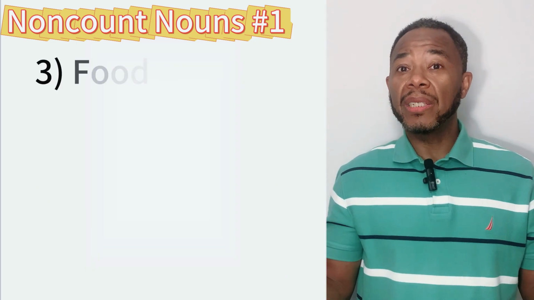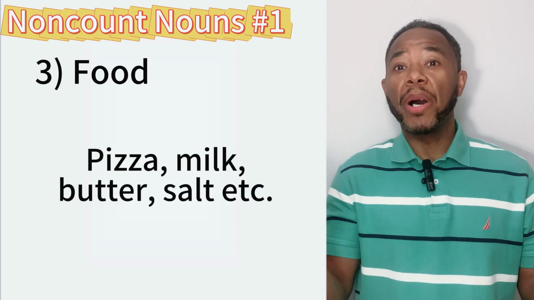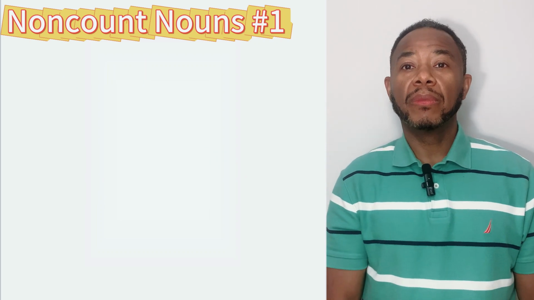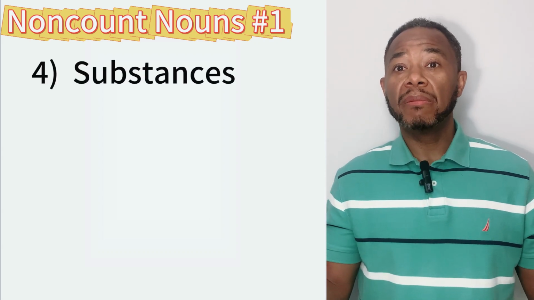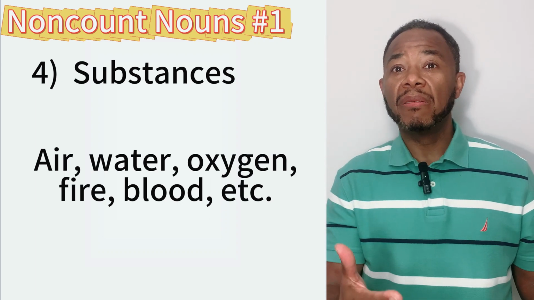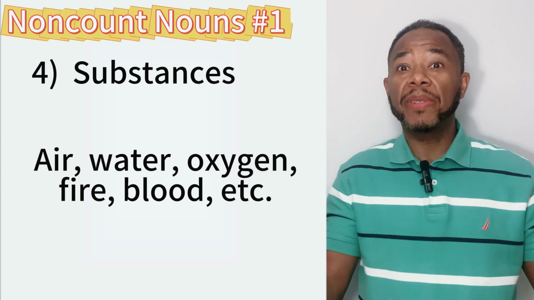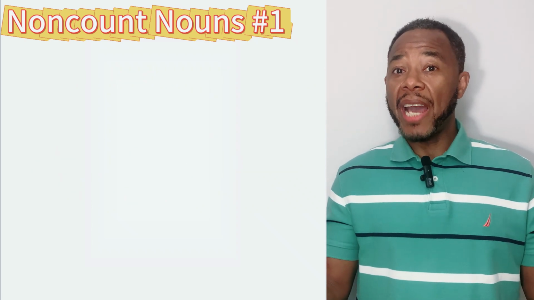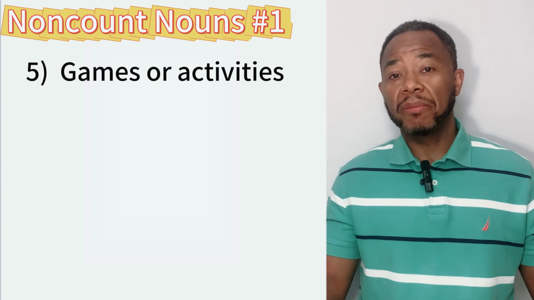The next category is food. Pizza, milk, butter, salt. These are all non-count nouns. The next category is substances, such as air, water, oxygen, fire, blood. These are all substances. They're all non-count nouns. The next category is games or activities.